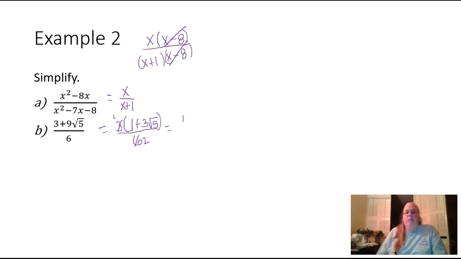And so I am left with 1 times 1 plus 3 times the square root of 5 on the top, and then a 2 in the denominator. And we really don't need these parentheses because 1 times the parentheses is just going to give me the numerator there. So my answer here is going to be 1 plus 3 times the square root of 5 divided by 2.